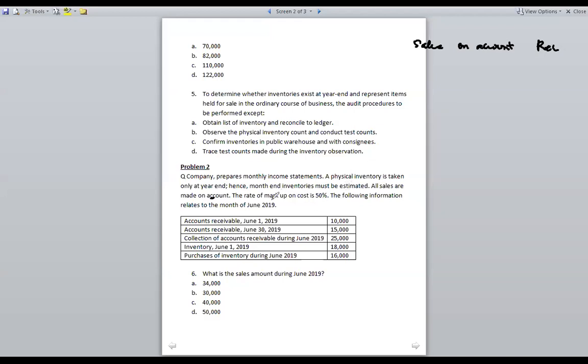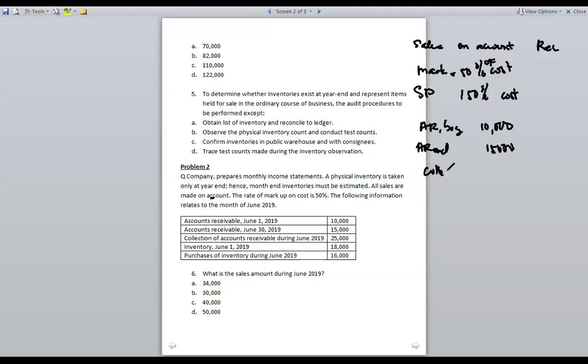And then, your markup, so may markup ka, na 50%. So your selling price should be 150% of cost. Okay? Kasi markup is equal to 50% of cost. Right? So your accounts receivable is, your AR is 10,000 for beginning. And then ending, AR ending. Guys, sinusulat ko lang kasi lilipat tayo ng page so baka mawala. And then you have the collection for June, which is 25,000. And then your inventory beginning is 18,000. And then you have the purchases of 16,000. So tingnan mo guys, no?